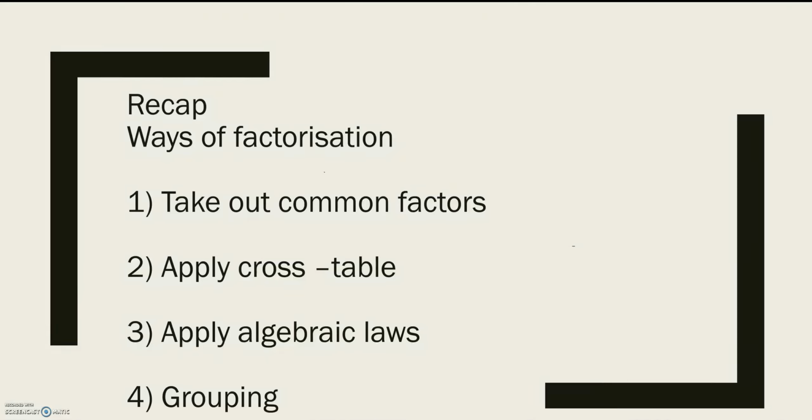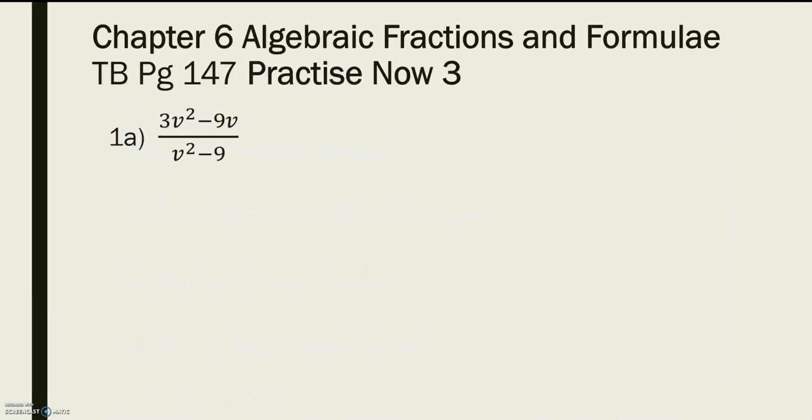So the few methods that you have covered in the previous chapter were to take out the common factors, to apply the cross table, to apply the algebraic laws or identities, and lastly, to factorize by grouping. We will look at the questions in order to know what this means.